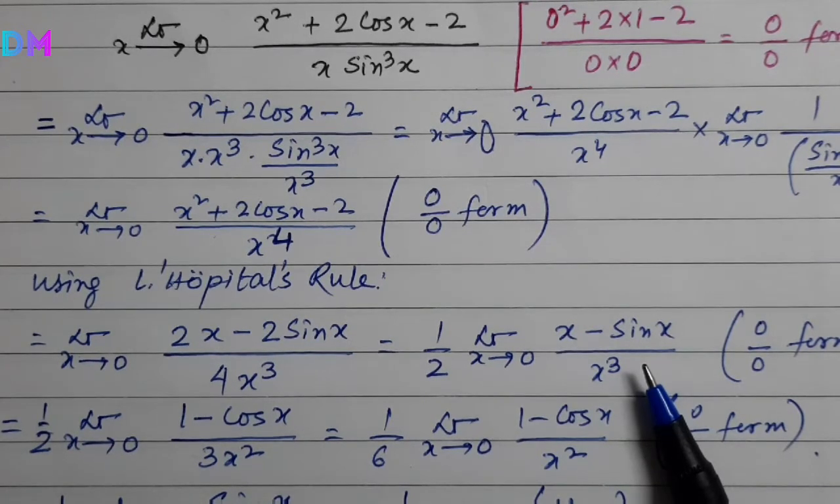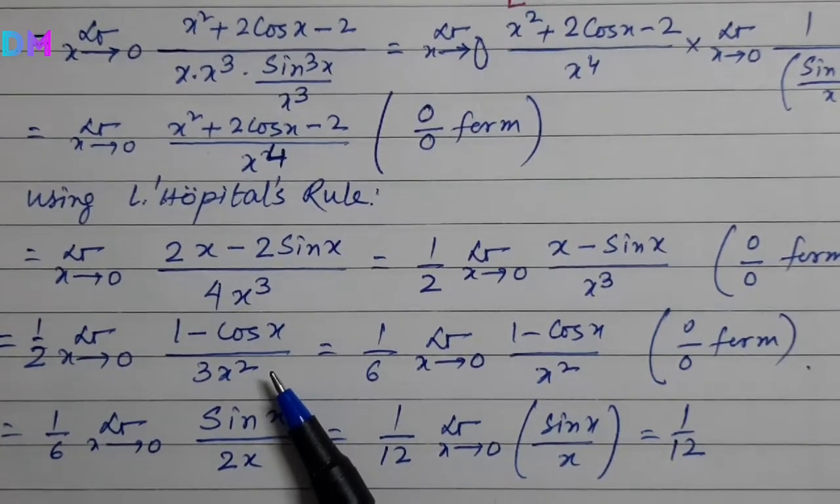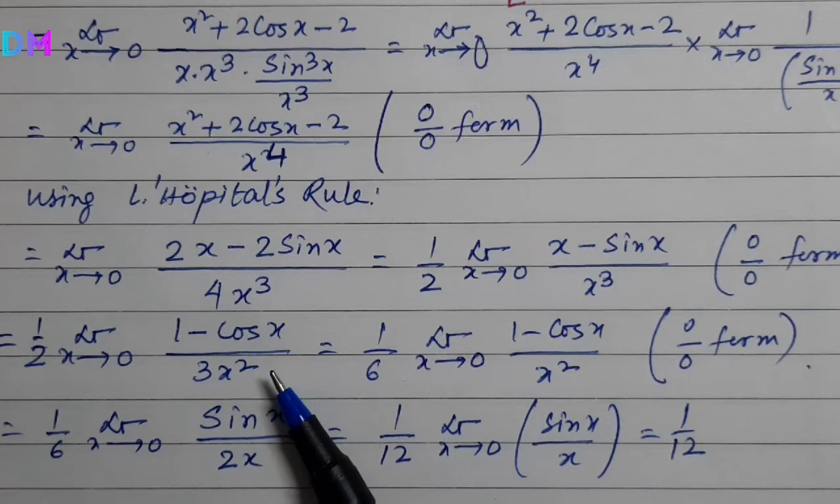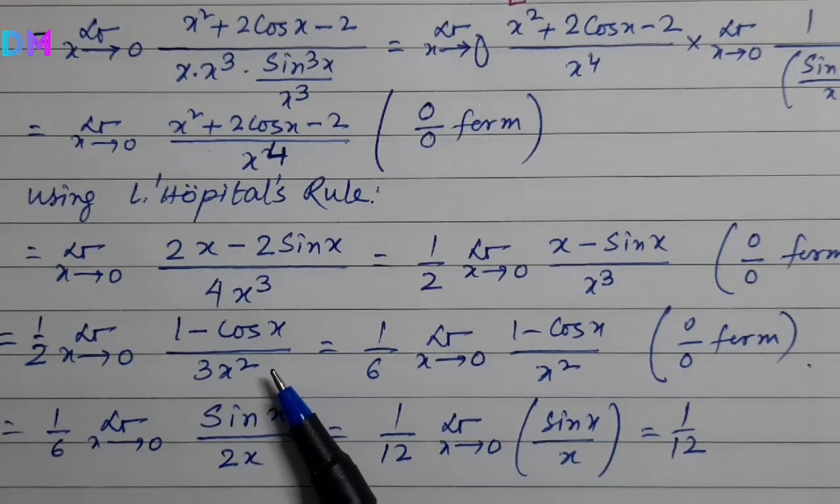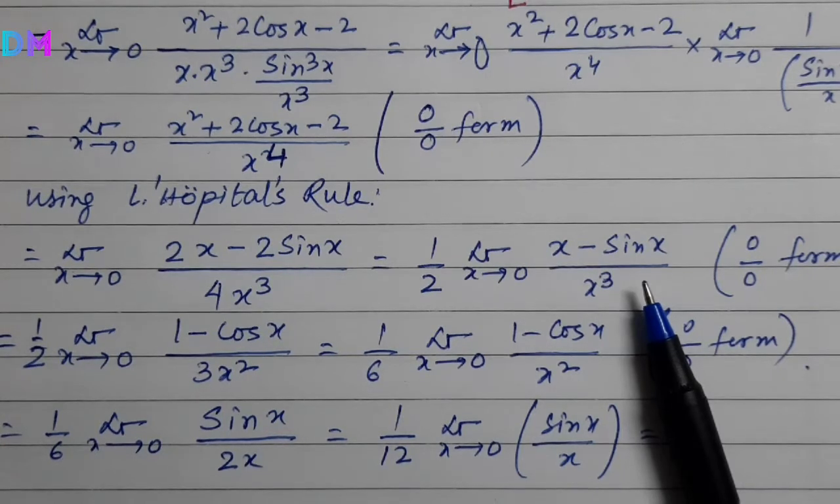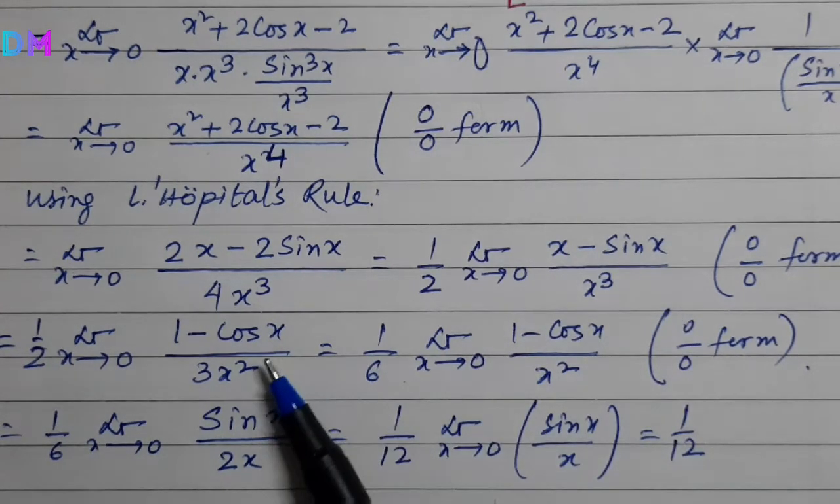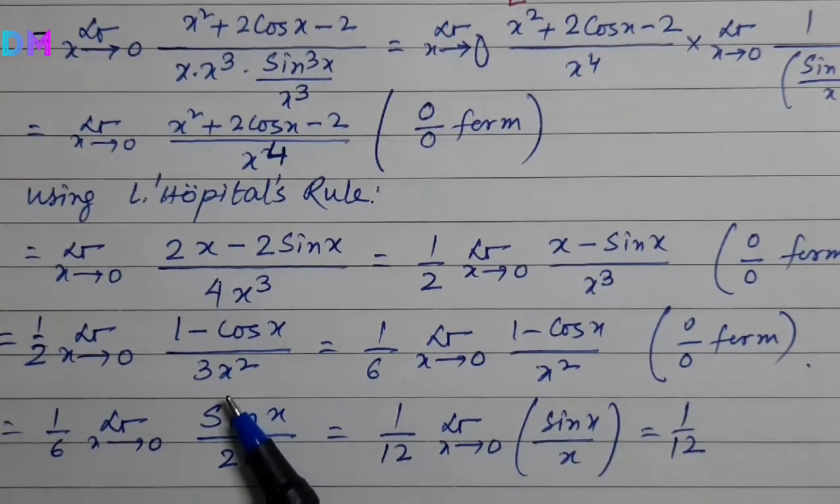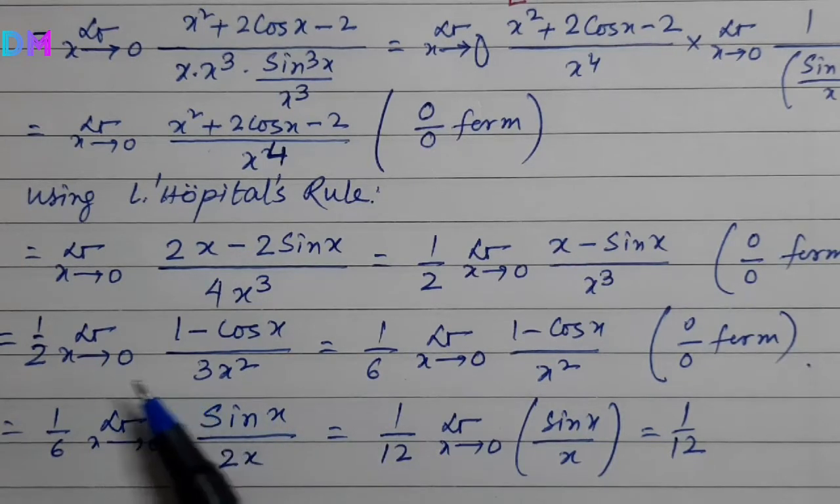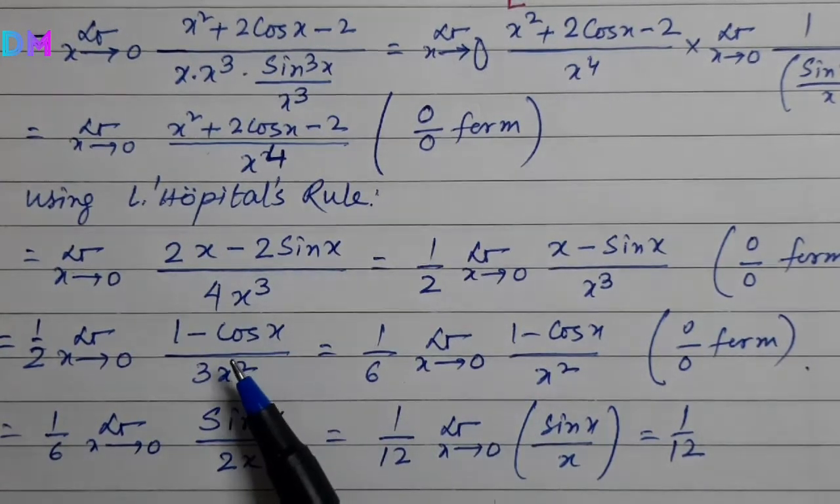Now again, if I put x equals 0, it gives 0 by 0 form. That means we have to use L'Hopital's rule again, differentiating the numerator and the denominator. If we differentiate this function, the numerator will become 1 minus cos x, and the denominator will become 3x square. Now this 3 will go outside, so it will be 1 by 6 limit x tends to 0 of (1 minus cos x) by x square.